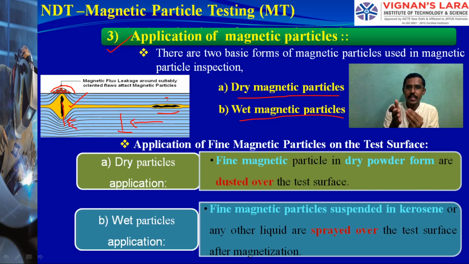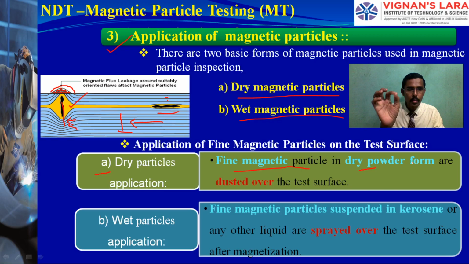So now we come back to the particles. Application of magnetic particles: the particles may be of two types. Maybe dry particles that we are applying, or maybe wet particles. How do we do this application? See, I have given it there. First one is dry particle inspection. Fine magnetic particles in dry powder form are dusted over the test piece. Dusted means we take the powder and pour it over there.